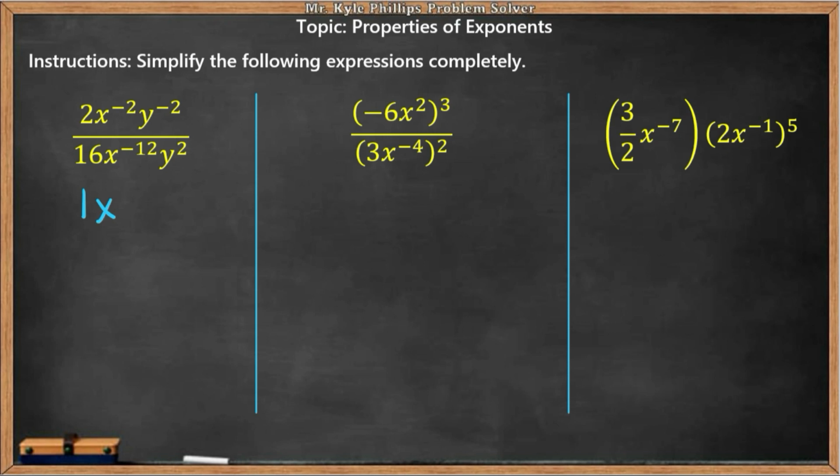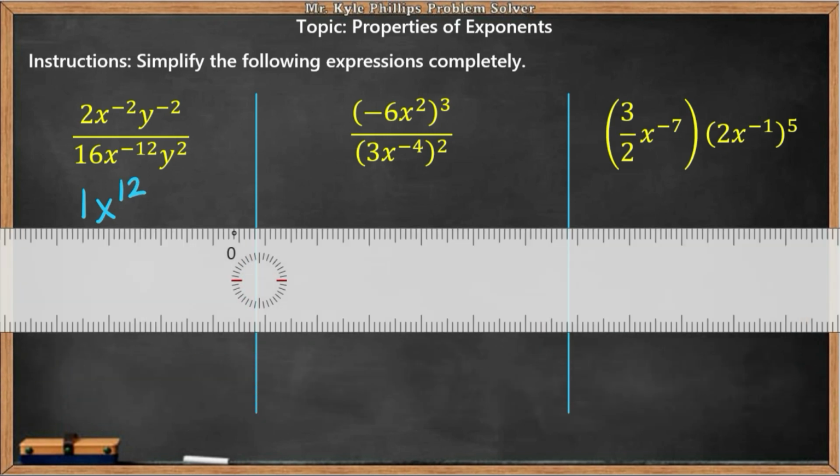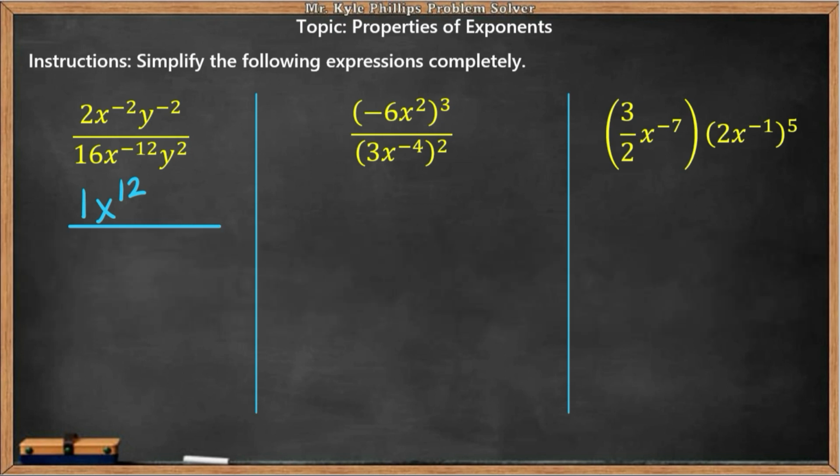So I have x to the 12th, and then on the bottom, I'm going to have that 8 from the 2 over 16. So 2 over 16, 1/8. This negative 2 is going to come to the bottom. So is this y negative 2. So that's going to be y squared. And then I cannot forget about this y squared.